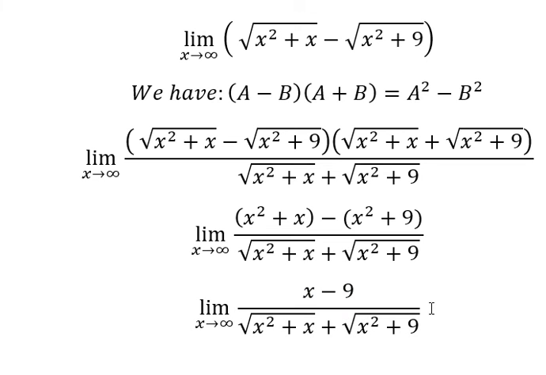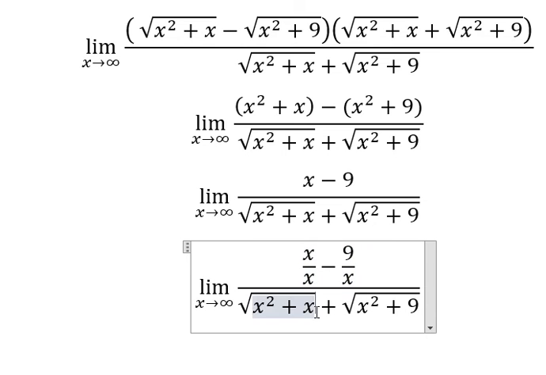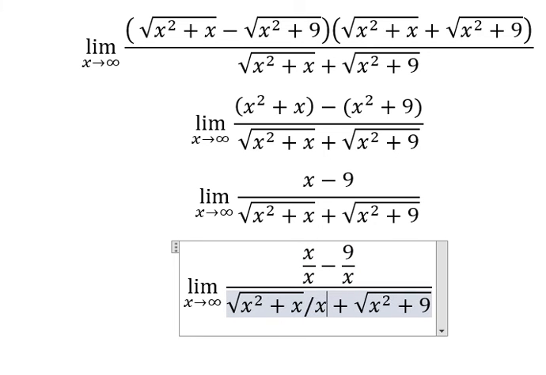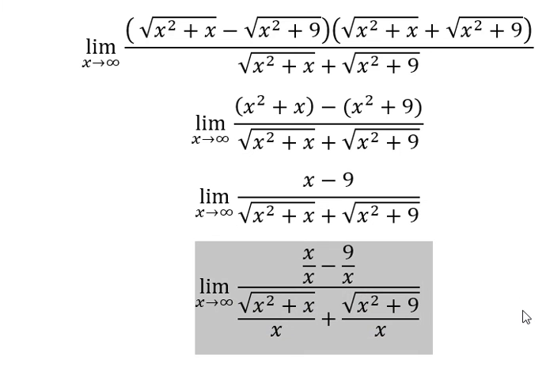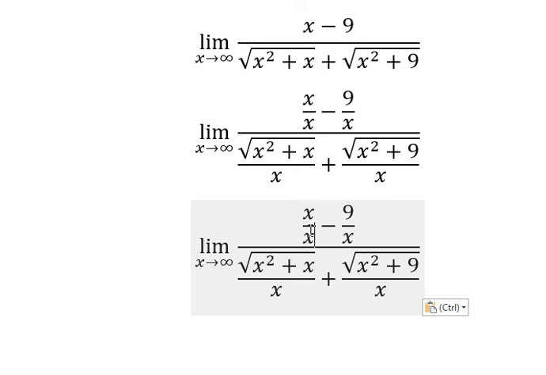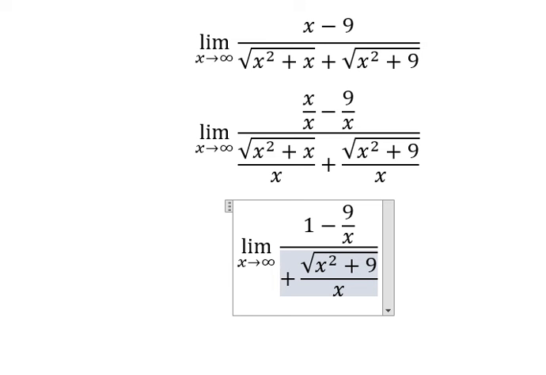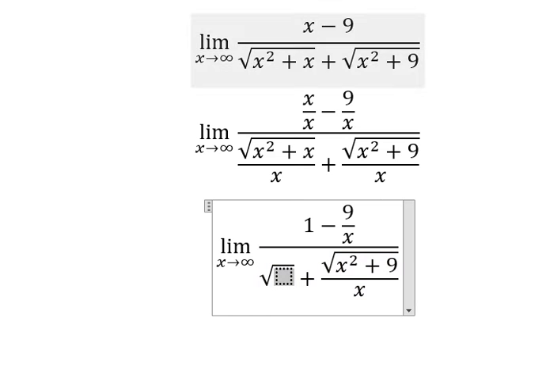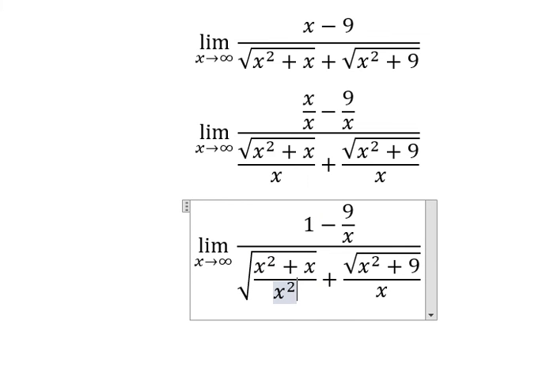Next, we divide by s on numerator and denominator. So this one we have number 1. And now s goes inside the square root. So the square root of s square we have s. Similar for the second one.